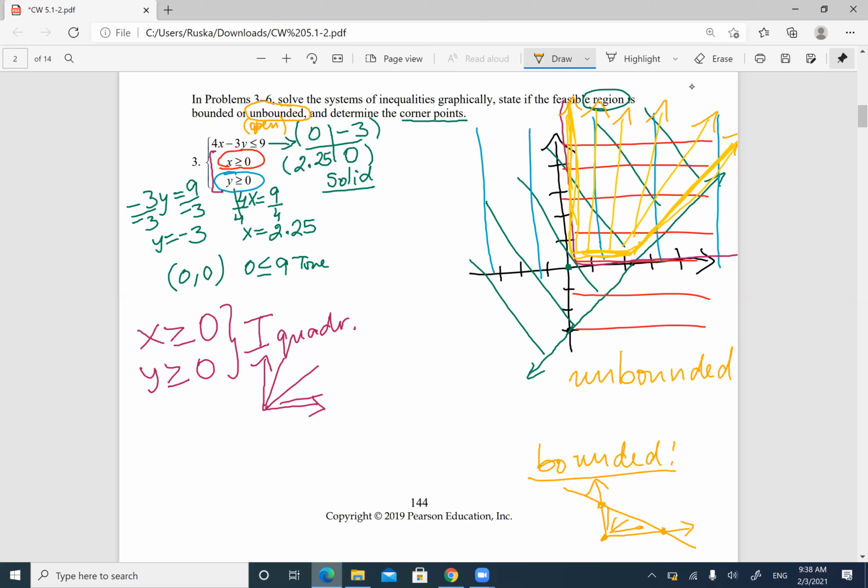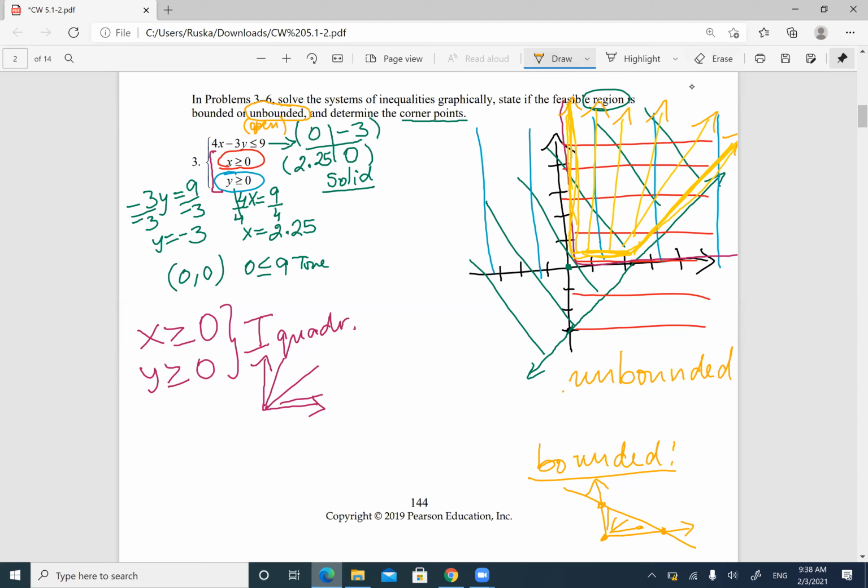Or you can have more lines which are going to cross the area. So the region is going to be in a different geometric shape, but it's going to be a closed shape. Okay? So the region is bounded. That's what we're looking for. Okay. So this is bounded. The question we're doing right now, number 3, it's unbounded.